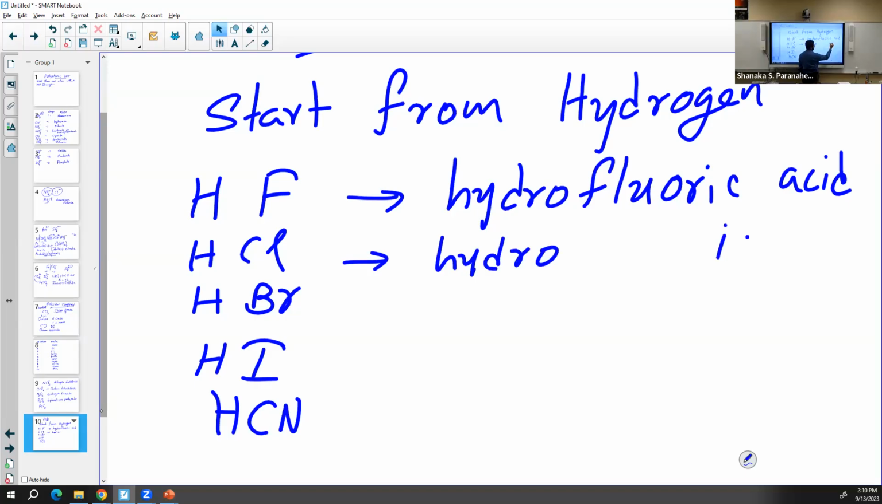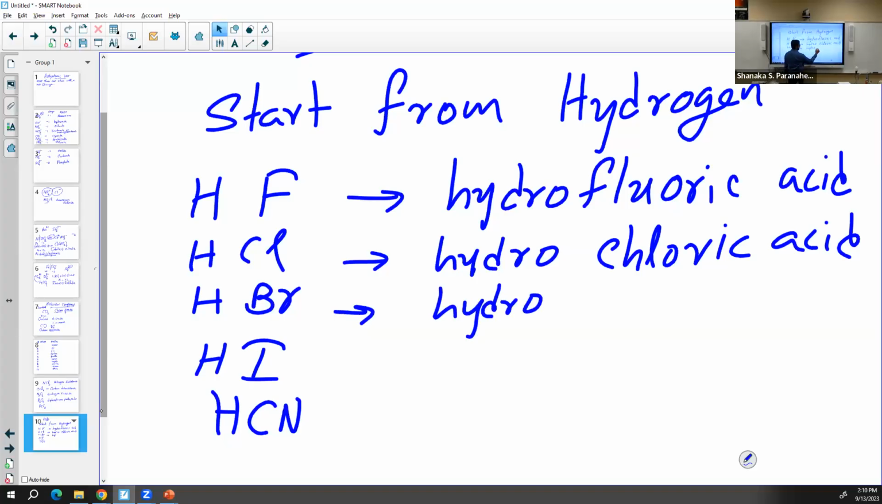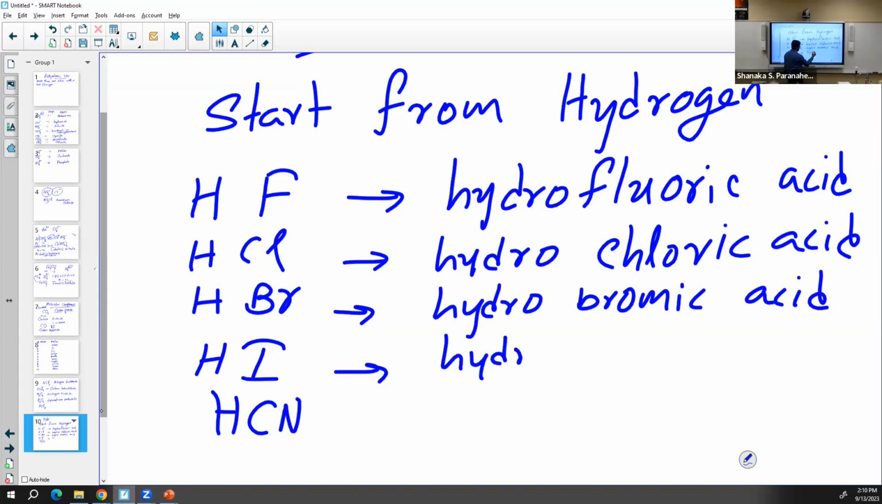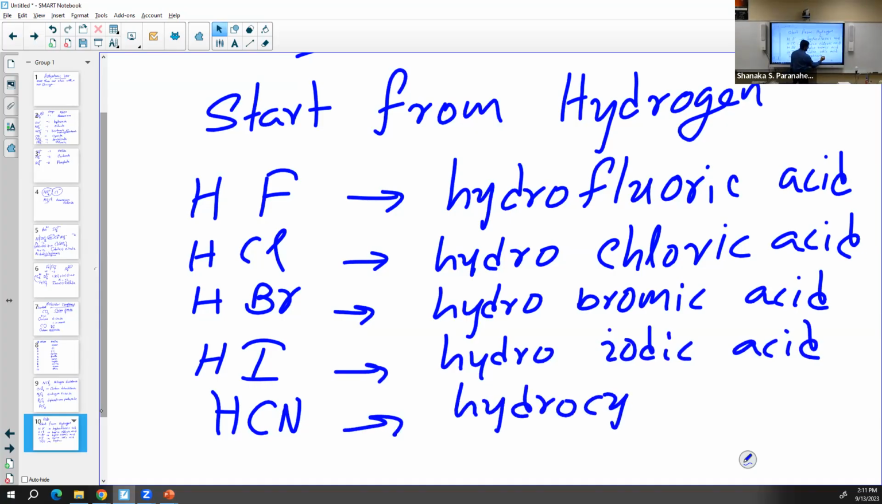They end with ic acid. And the middle part comes from the non-metal. So chlorine becomes chloric acid. Hydrochloric acid, HCl. The next one, hydrobromic acid, hydroiodic acid, hydrocyanic acid.